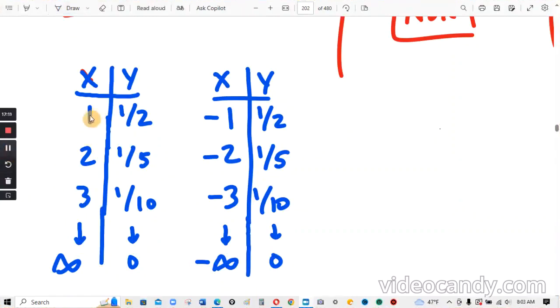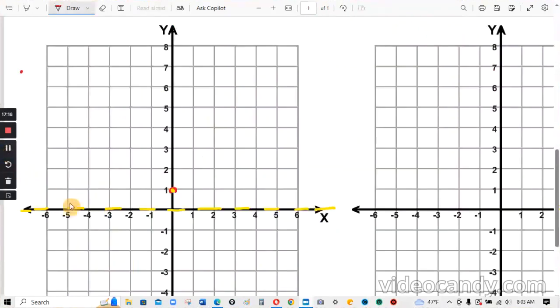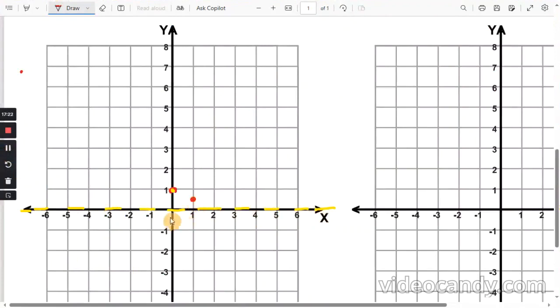We said at 1 it was 1/2, and at -1 it's 1/2. So let's do these two. At x equals 1, we said it was 1/2. And at x equals -1, we said it was 1/2. And we said as x got larger and larger, the y just gets closer and closer to 0. So it just goes like that, closer and closer. And on the other side, it's the same thing. Remember, it was x squared, so you square the x's, and it's going to be the same thing. So it just gets closer and closer to 0, but never meets it.